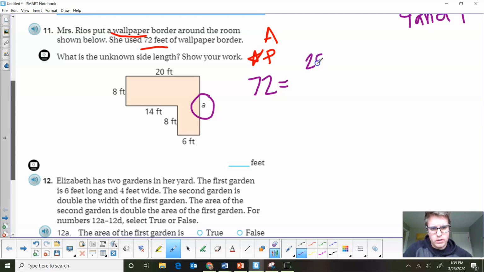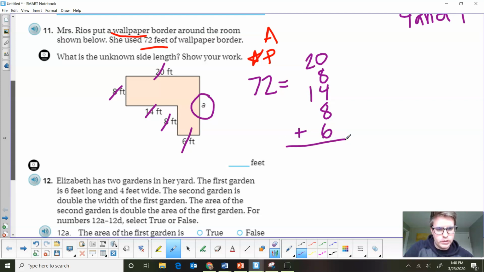We've got 20, 8, 14, 8, 6. All right, Popo, what would you do first? Would you do 0 plus 8? You could do that. Would you do 4 plus 8? I would do something different. Wouldn't you, Emily? Wouldn't you do 4 and 6 to make a nice neat 10? Yeah. So now you've got 8 and 10 make 18.